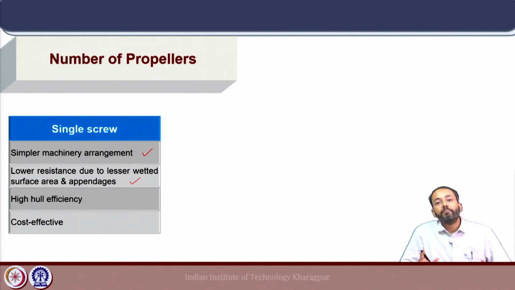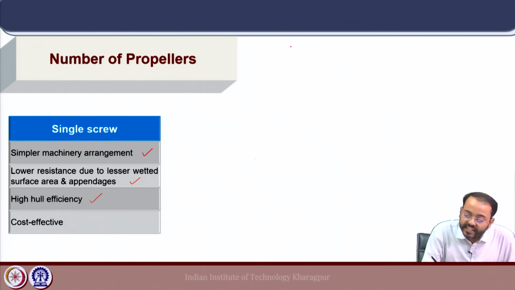For example, the brackets, each of these supporting structures, they have some wetted surface area and they add up to the total resistance of the ship, which is under the appendage resistance. So, using a single screw propulsion system may help in reduction of these resistance components.